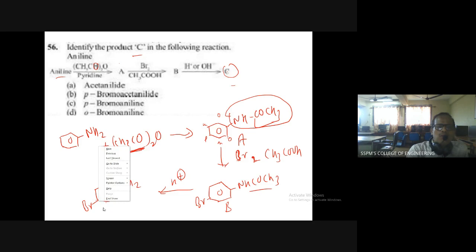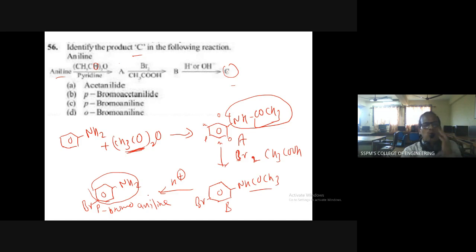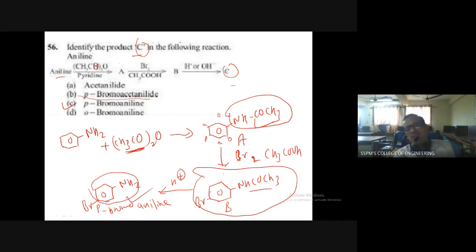4 means what? Para position. Right? Para position la kya hai? Bromo. And here compound kya hai? Aniline. So this is para bromoaniline. So where is the answer? Answer C is the correct. Para bromoaniline. Okay. So काही मुलं अशी देतील para bromo acetamide. हे para bromo acetamide is B and not C. Okay. What is asked? What is C? So C is para bromoaniline.